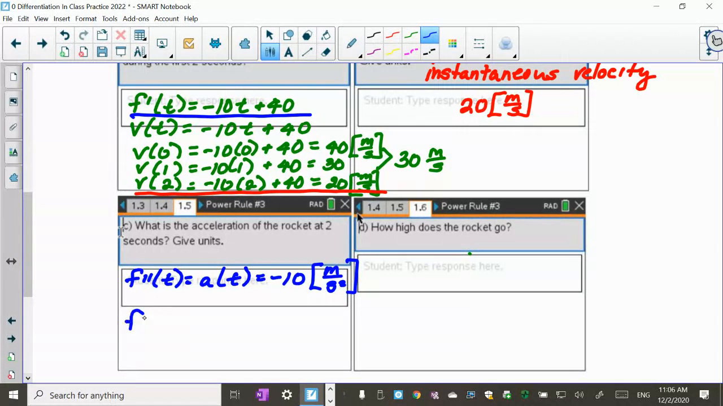And if I want to find out what our acceleration is at 2 seconds, it doesn't really matter. It's always going to be negative 10 meters per second squared in this problem, because that's what it is for any time that we talk about.